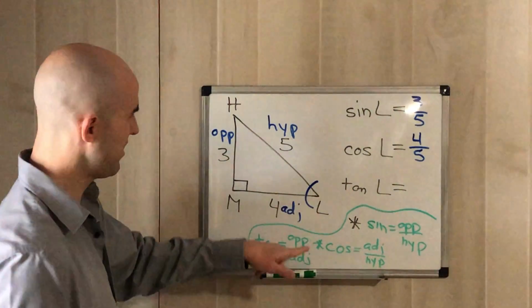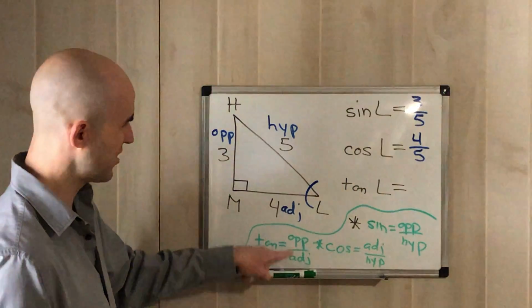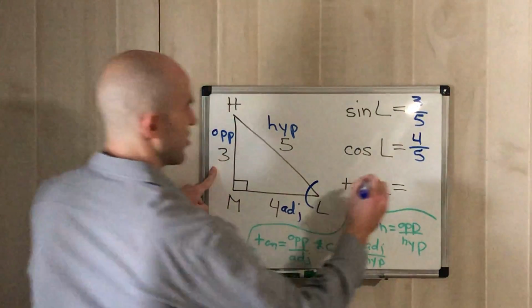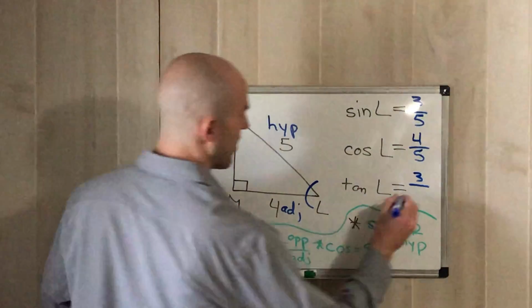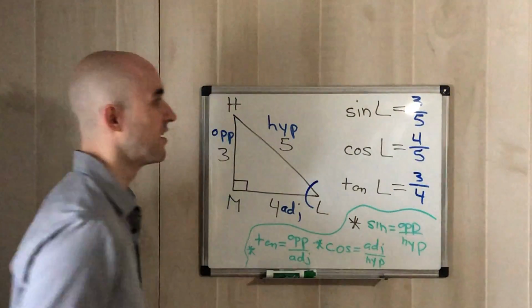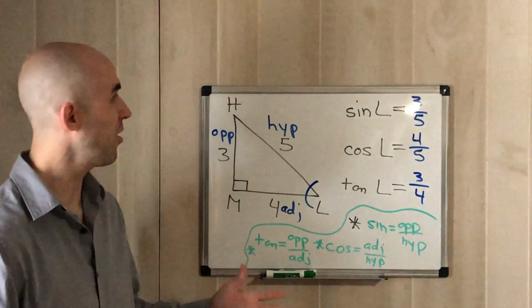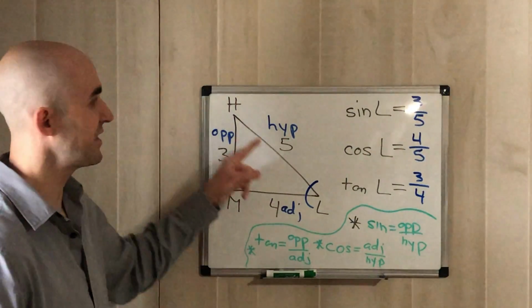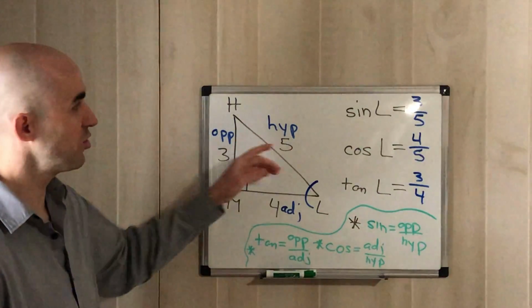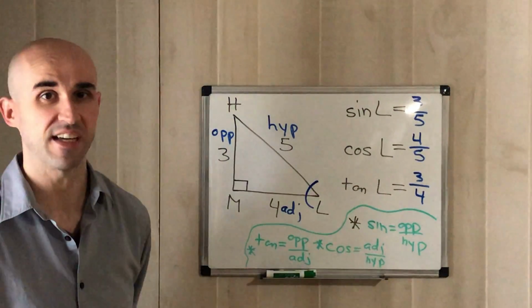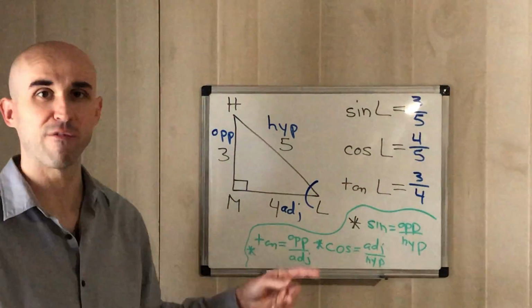And now tangent of L is opposite over adjacent. Opposite is 3. Adjacent is 4. And we're done. That's all it is, guys. All it is, literally, is being able to figure out what's opposite, what's adjacent, what's the hypotenuse. Because once you do that, all of this becomes very easy to set up because it's just following the formulas.